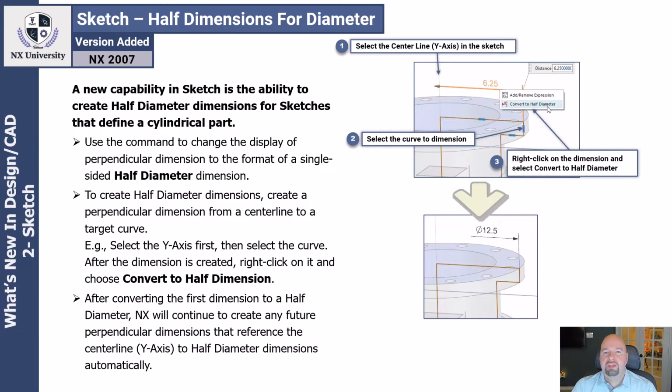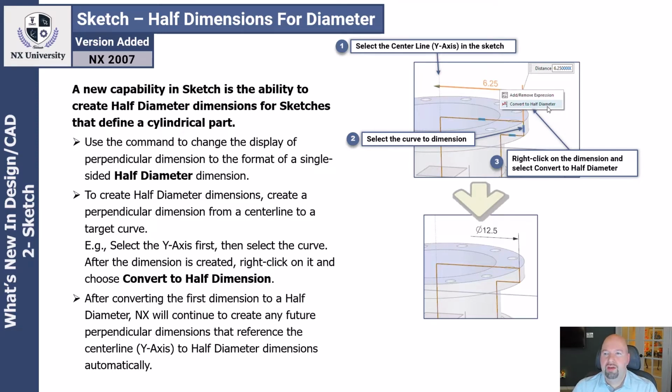So a new capability inside of our sketch is the ability to create your half diameter dimensions for your sketches that define your cylindrical parts. What this means is if I go ahead and select the y-axis, in this case, or the center line inside my sketch, and then click the item I want to measure over from that center line, this is going to give me an option to convert that to a half diameter.